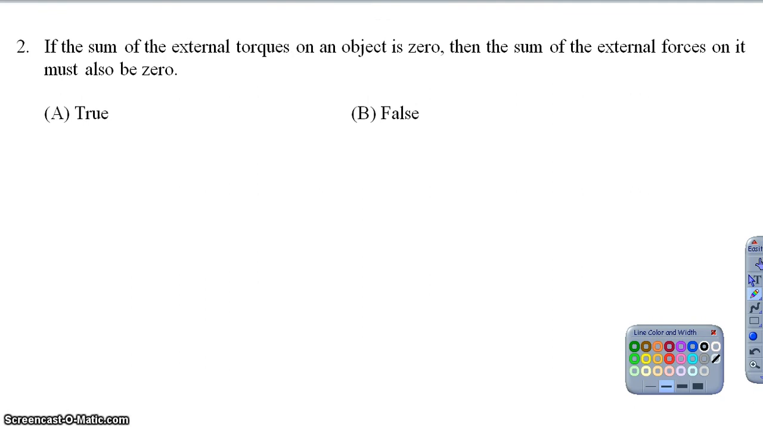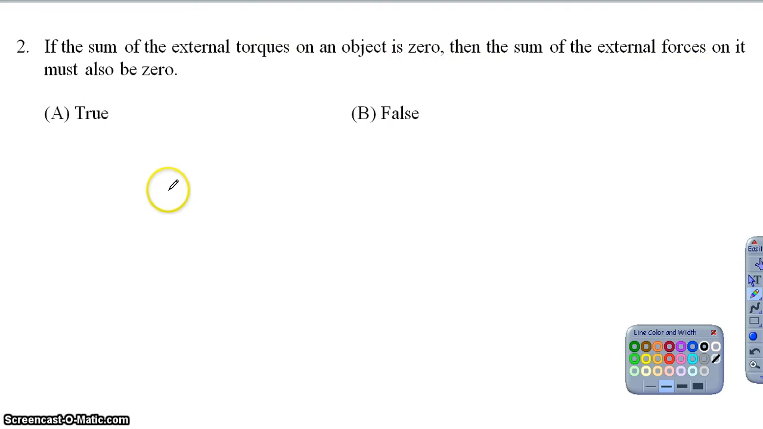Question 2 is a lot like a question you've seen before, actually, if you go back to homework 2. So if the sum of the external torques on an object is 0, then the sum of external forces on the object also must be 0. So again, the question here really is, does the external torque being 0 imply that the force is also 0?